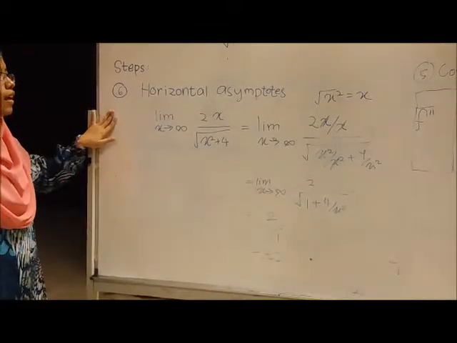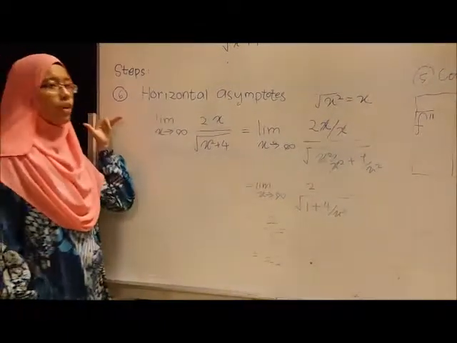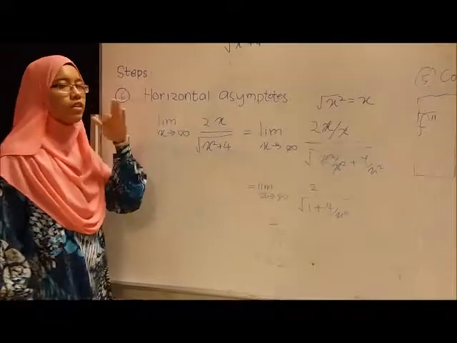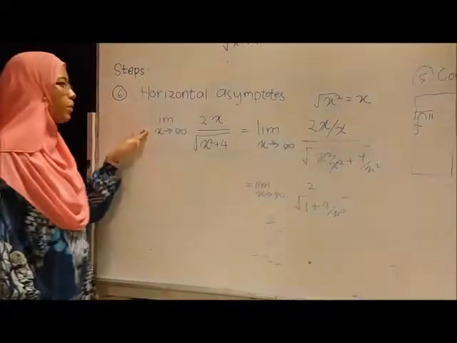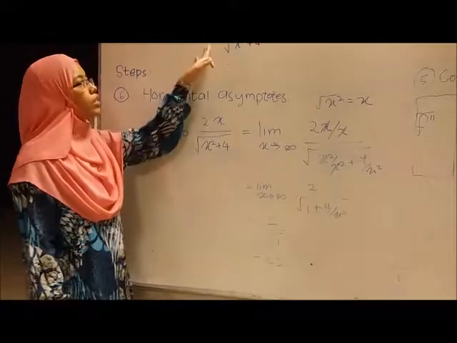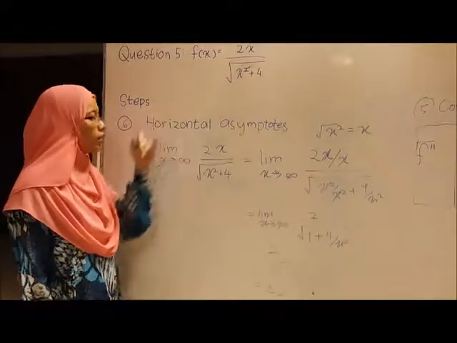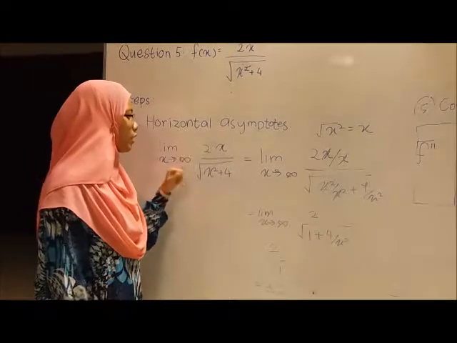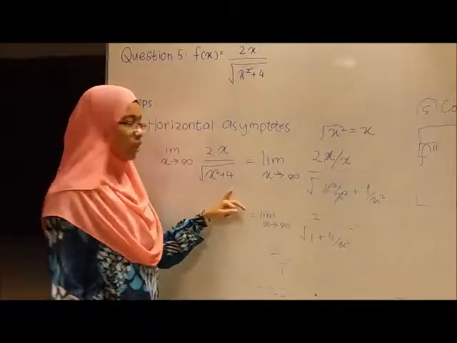The sixth step is to find the horizontal asymptote. To find the horizontal asymptote, we must use the limit as x approaches infinity, using our function, 2x over the square root of x squared plus 4.